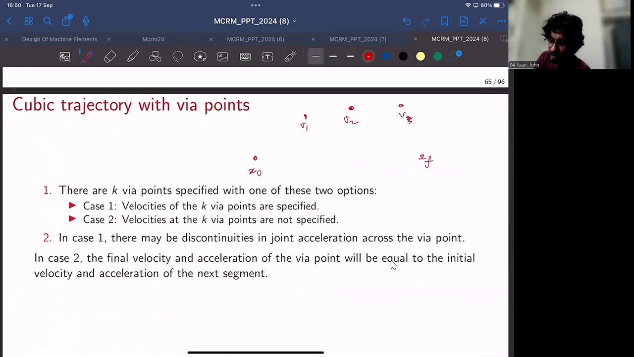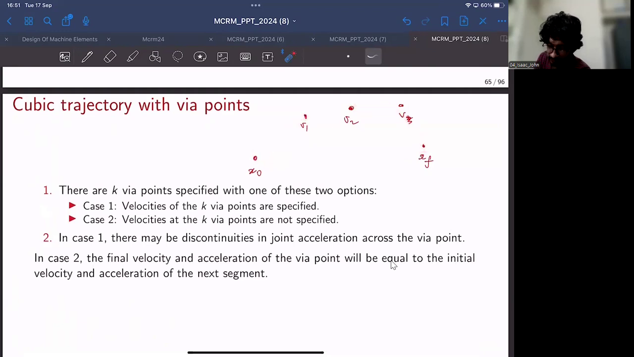And maybe in some cases, instead of moving in a straight line, we may wish to move through all these via points, because if you try to directly move like this, maybe there's an obstacle like this. So there are two ways to plan a trajectory that moves through all these via points.